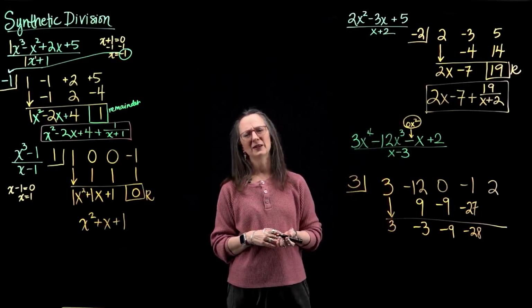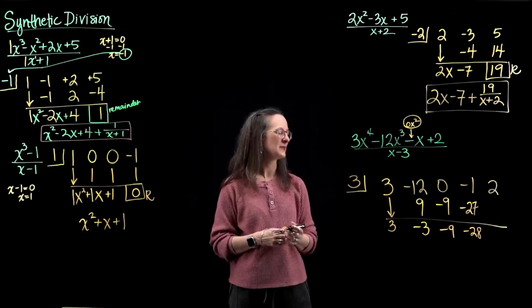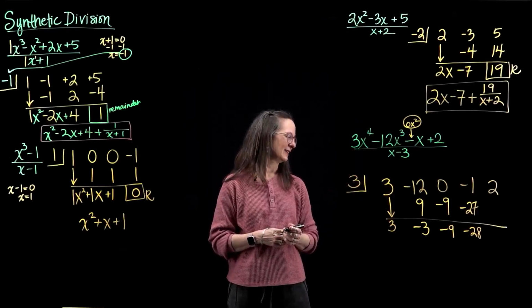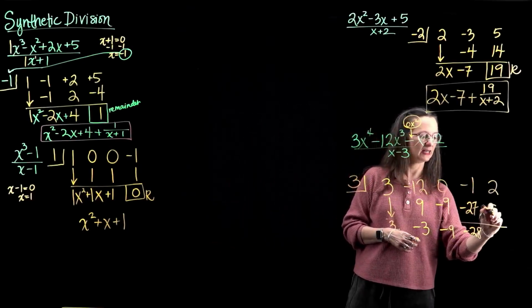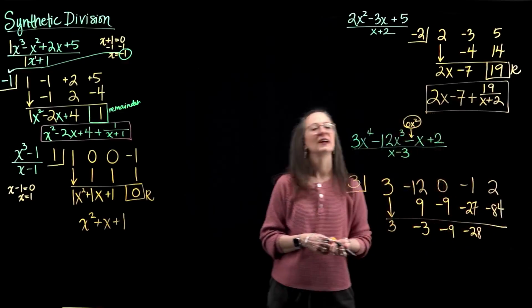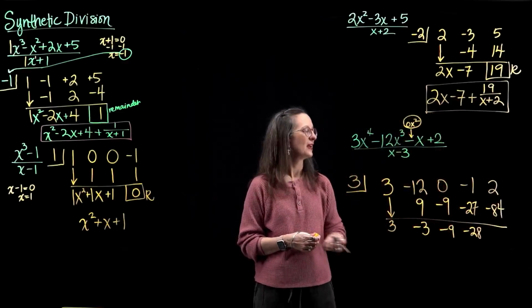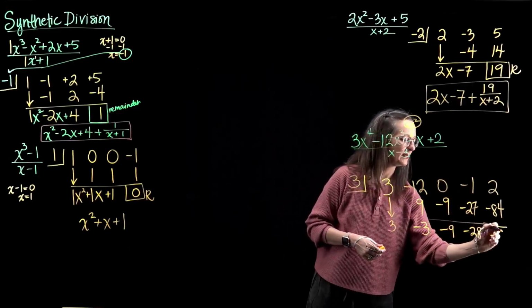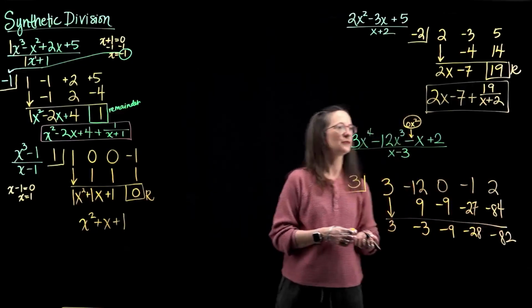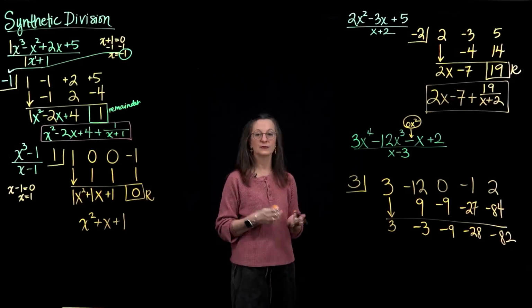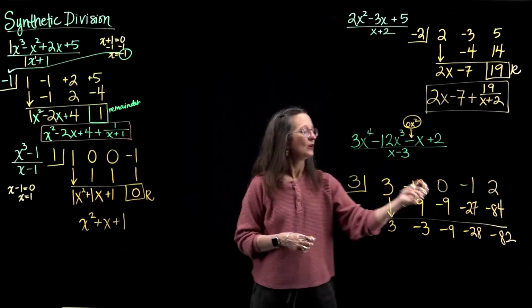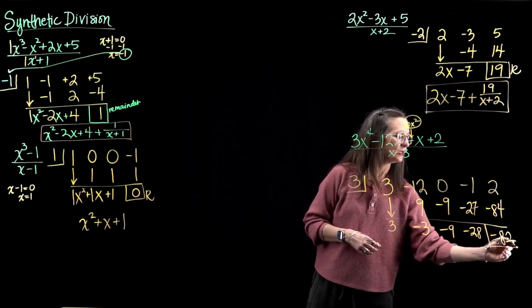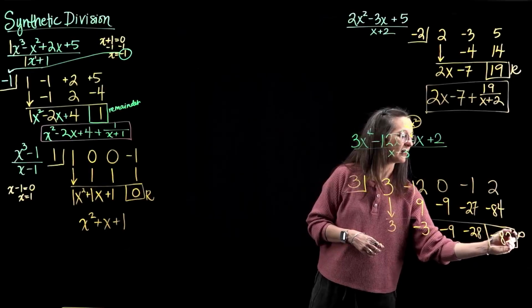And then finally, we're in big numbers now. So 3 times -28, let's see, that would give me -84. I'll write that below the 2. 2 minus 84 would be -82. All right, so kind of ugly numbers, but that's okay. We know what to do with them. So that -82 on the far right is my remainder.